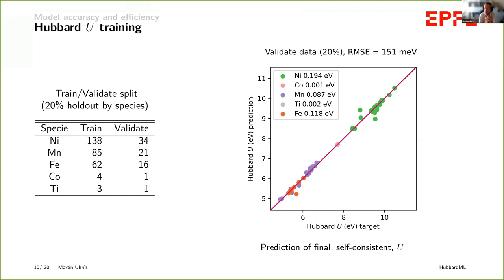And keep in mind, this is a prediction for the final self-consistent U value. So you no longer have to go around this loop. You just do your calculation once, get the occupation matrices, feed it to the neural network, get the U value out, and then, of course, you still have to relax one more time. So that's effectively 2 relaxations that need to be done in all of this procedure.